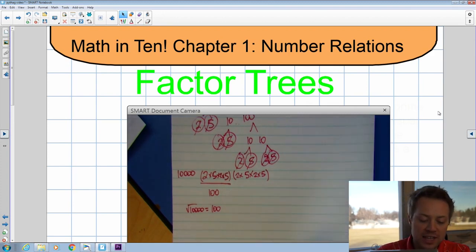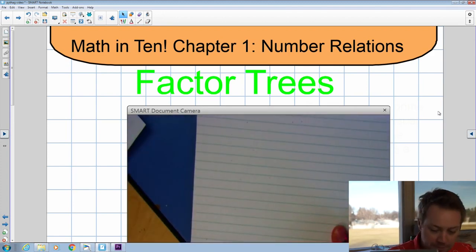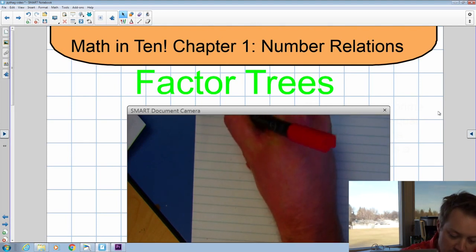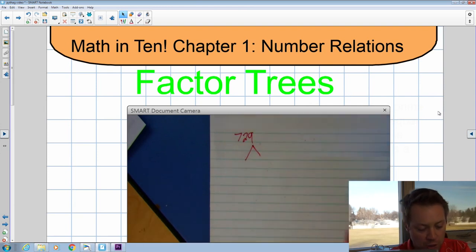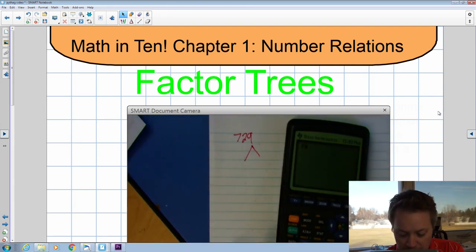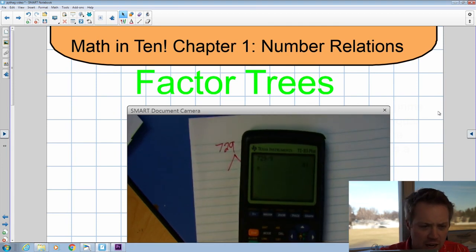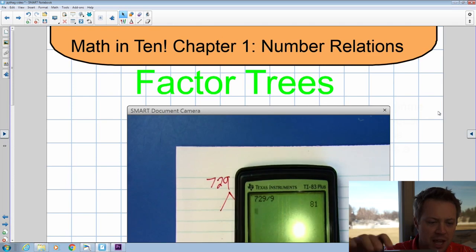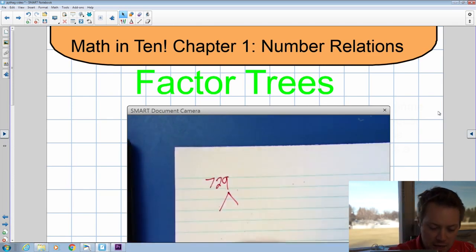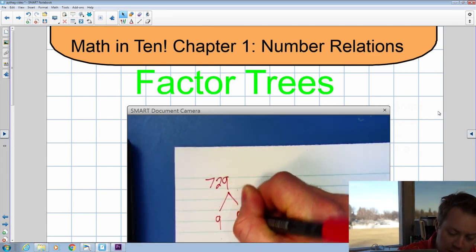Let's just do one more example. I'm going to do the number 729. Now, I know from experience that 729 is divisible by 9. You may not know that. You might just have to start checking with some numbers. So you can see in my calculator, I get the whole number 81. So I know that that's divisible by 9. That's great. So I'm going to say 9 times 81.